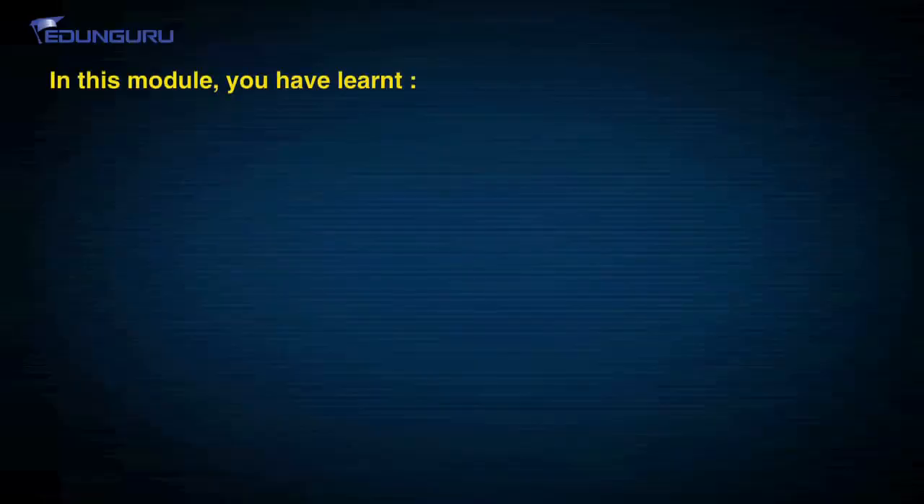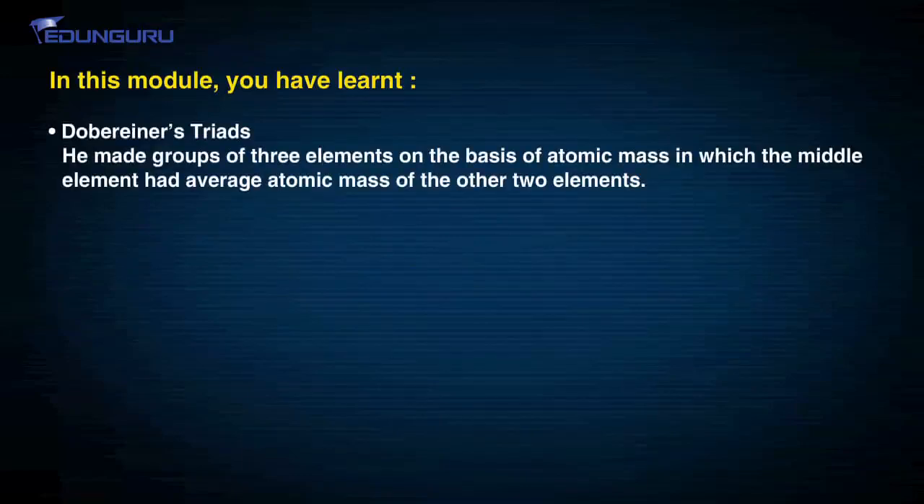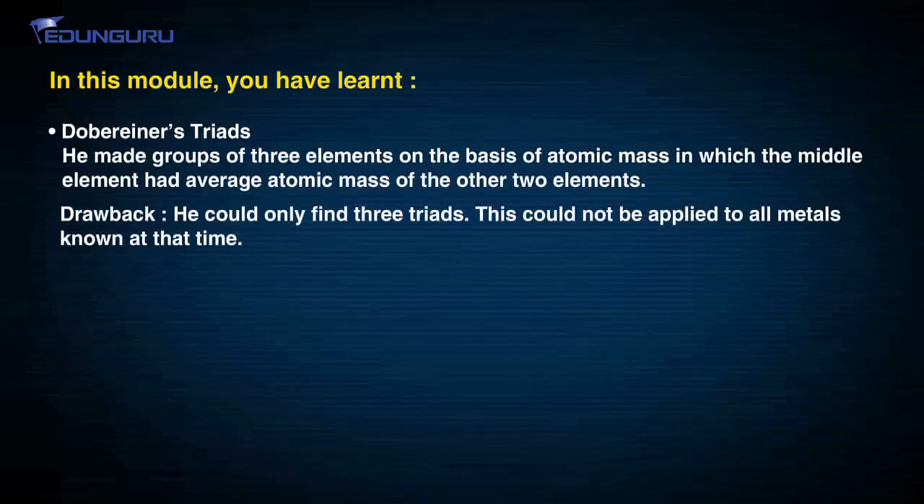In this module, we have learnt about Dobereiner's triads. He made groups of 3 elements on the basis of atomic mass, in which the middle element had average atomic mass of the other 2 elements. Drawback: he could only find 3 triads. This could not be applied to all metals known at that time.